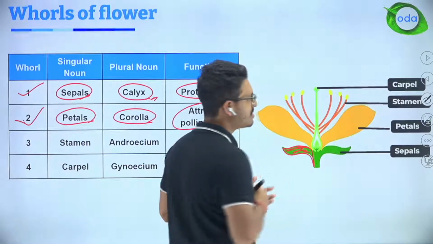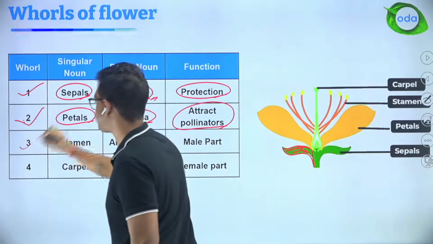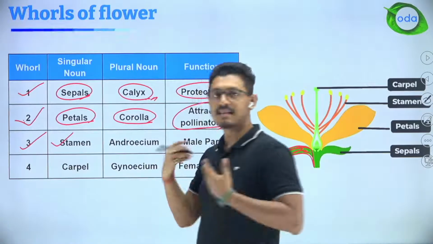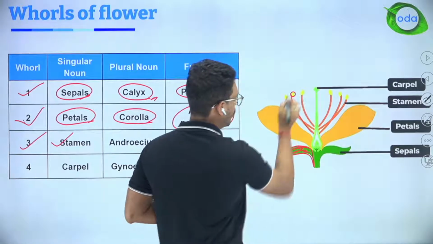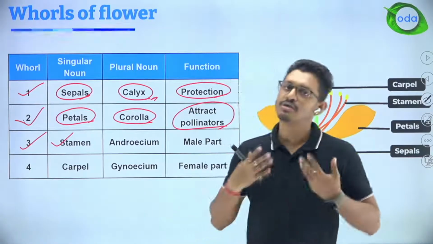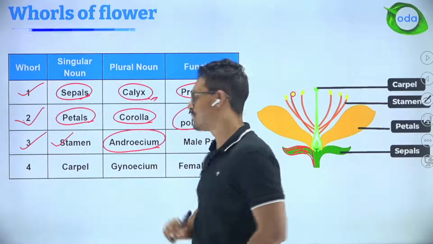The next two structures are the sexual organs of the flower. You have the stamen. Stamen is the singular noun. So each of these that you're seeing is called a stamen. Now a flower usually will have multiple stamens. That's the reason why we call them together androecium.